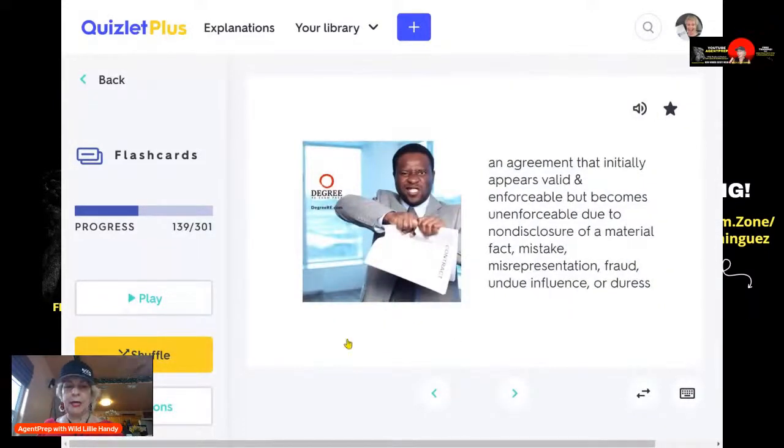Number 139. An agreement that initially appears valid and enforceable, but becomes unenforceable due to non-disclosure of a material fact, mistake, misrepresentation, fraud, undue influence, or duress. So what type of agreement is that?